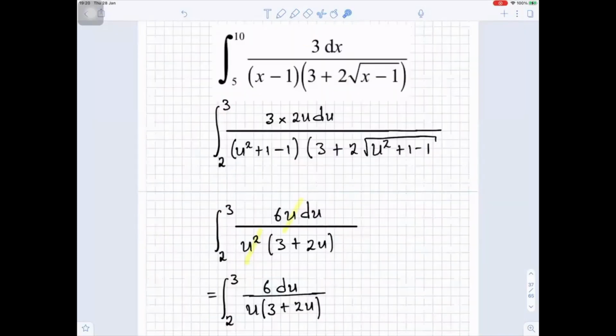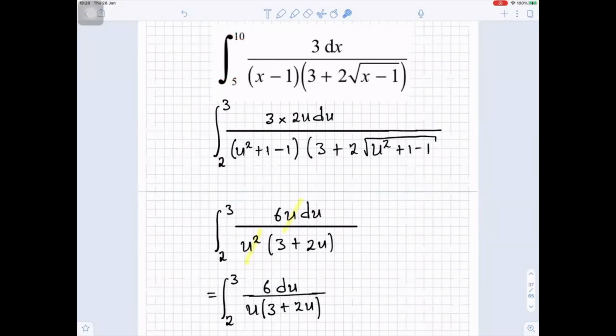So now we can replace x minus 1 and replace dx. We replace dx with 2u du. That's what we replace dx with. We replace x with u squared plus 1. And the limits are from 2 to 3 because we've changed it, not 5 to 10.